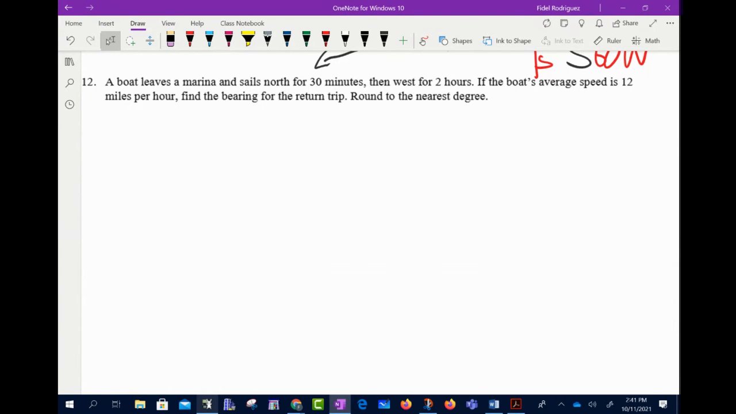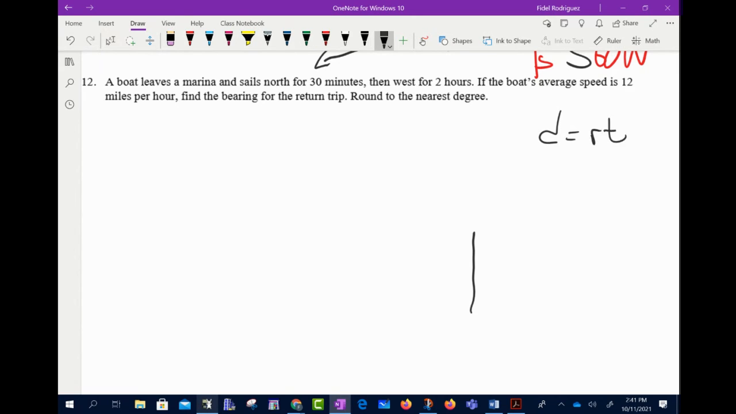Okay, let's take a look at number 12. It says the boat leaves the marina and sails north for 30 minutes, then west for 2 hours. If the boat's average speed is 12 miles an hour, find a bearing for the return trip, round to the nearest degree. Okay, so we have a boat and we're going to go 30 minutes. How fast are we going? 12 miles an hour, right? So guys, think about it like this.